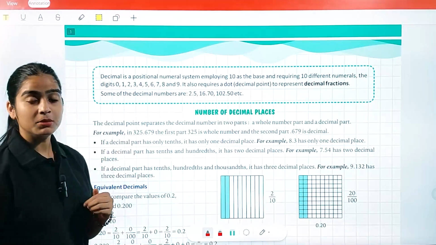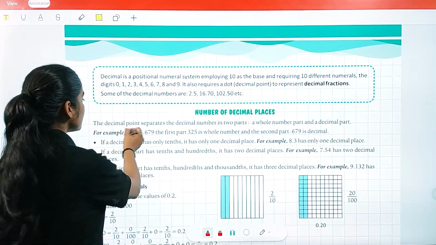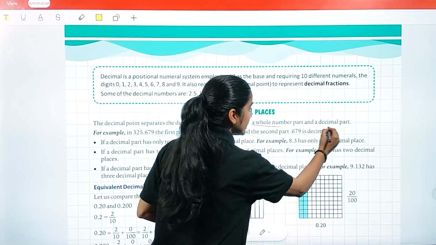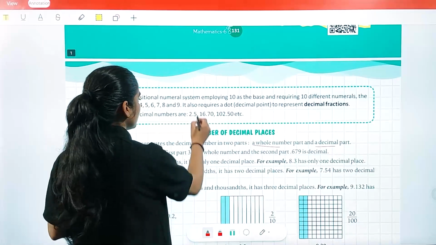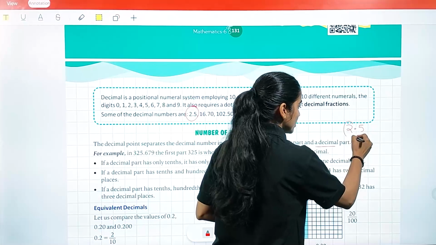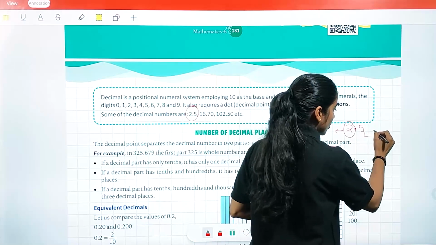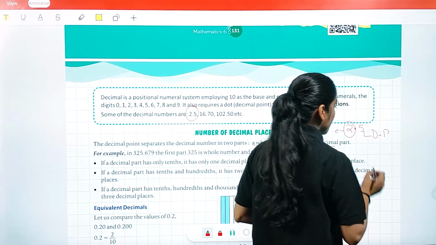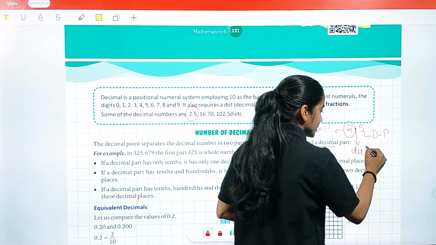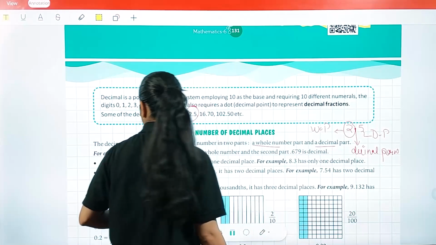Number of decimal places. How can you understand the number of decimal places? The decimal point separates the decimal number into two parts, a whole number part and a decimal part. For example, 2.5. In this 2.5, this 2 is your whole part and this 5 is your decimal part. And the point between 2 and 5, this is your decimal point.